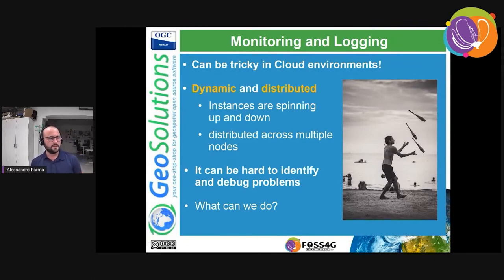So it can be tricky in a cloud environment to keep an eye on everything. The environment is pretty much dynamic and distributed. So you have instances starting and stopping. You have distributed instances of your application across nodes. So it can be hard to identify and debug problems in this environment.